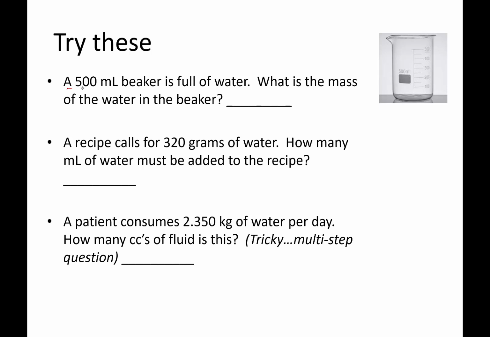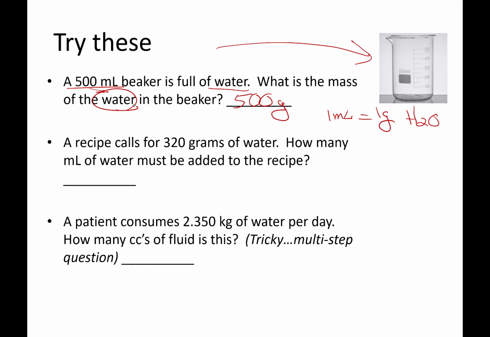Alrighty, I've got a 500 milliliter beaker and it's full of water. What is the mass of the water in the beaker? Well, if it's 500 milliliters of water, it should be equal to 500 grams because 1 milliliter of water equals 1 gram of water. Just water, and we're just talking about the water, not the water plus the beaker. A recipe calls for 320 grams of water. How many milliliters of water must be added to the recipe? Again, we're just talking about the water. It's 320 milliliters.